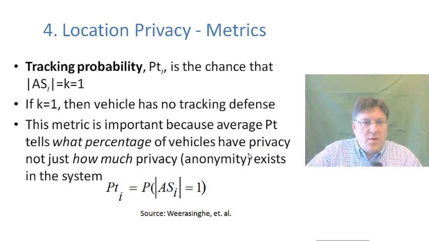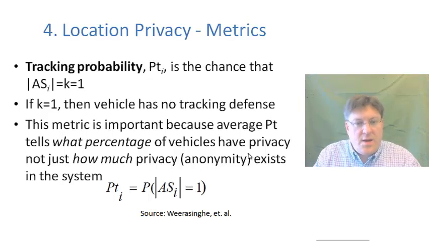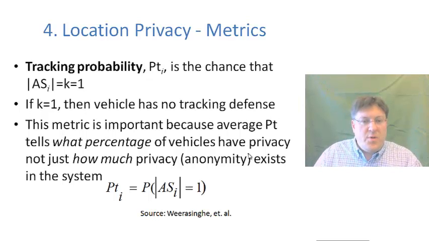And then another way that's commonly measured is the tracking probability. What are the odds that the vehicle that's being tracked has K equal to 1? If it does, then there's no anonymity for that vehicle, and if all the cars had anonymity set sizes of 1, then all of them would be trackable. So you might say, if 50% of them have an anonymity set size of 1, then you have 50% tracking probability for the system. So we try to find systems that have a low tracking probability percentage. You don't want to be able to track vehicles.